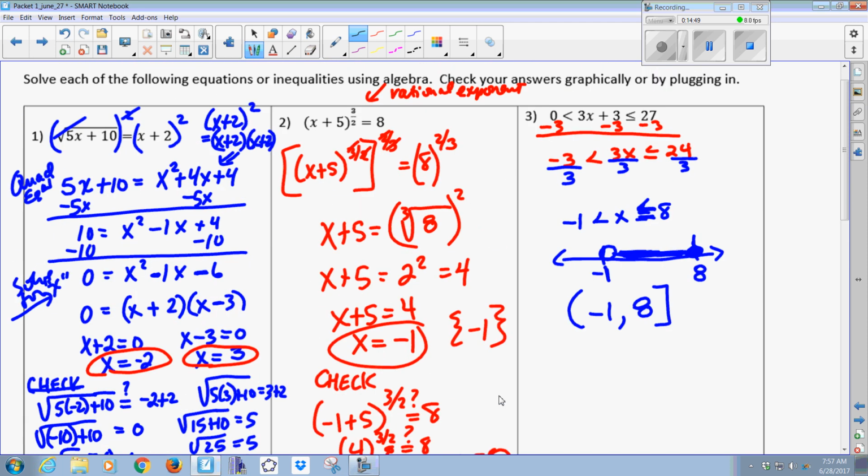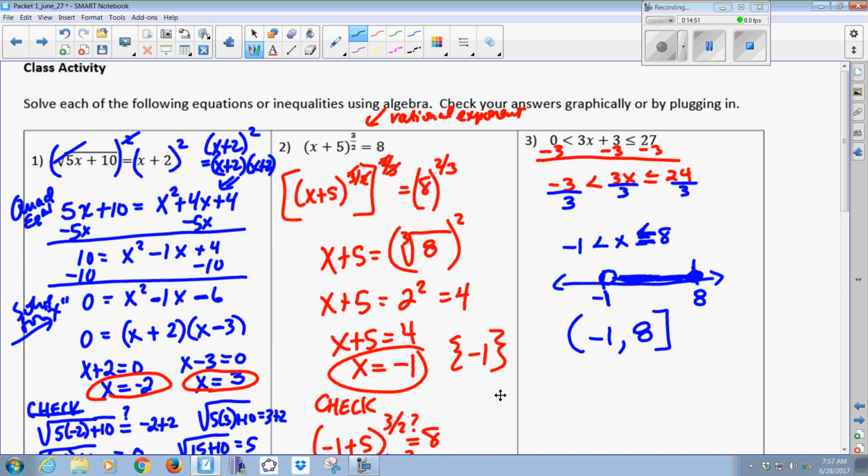Those are the 5 equations that we had in the demo for this particular part of the course. Please let me know if you have any questions.